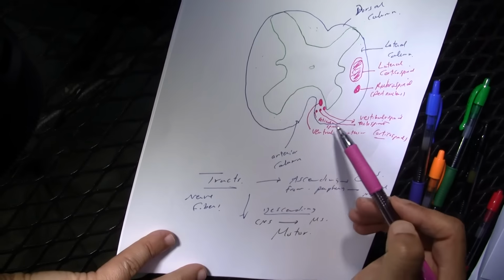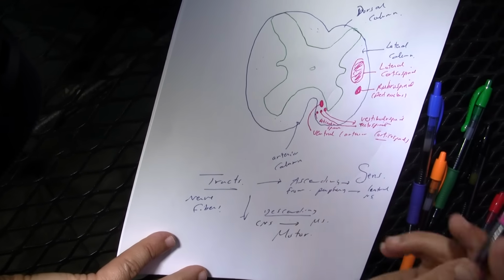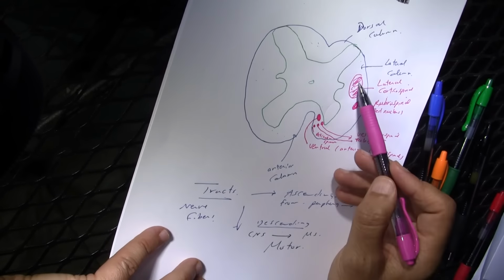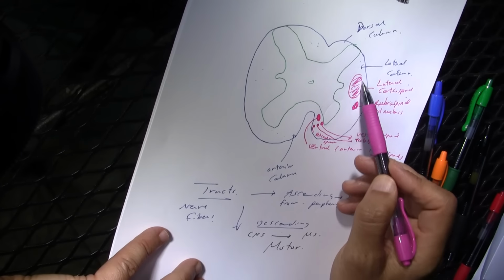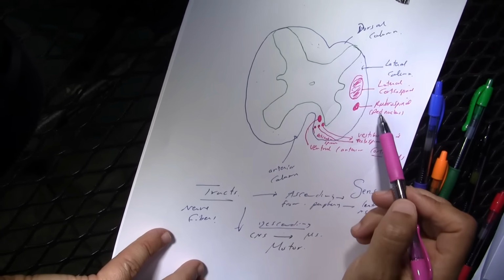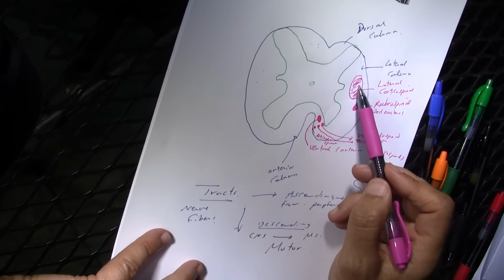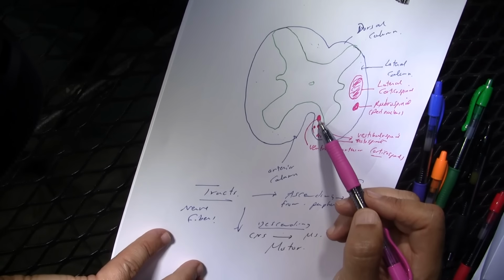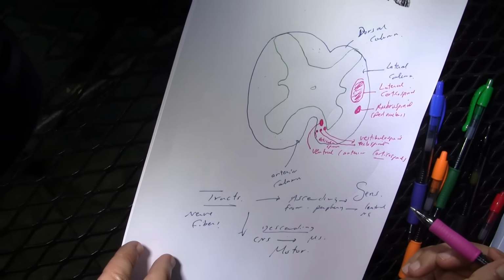So those are the main motor tracts. Lateral side, the biggest one and the most important one, lateral corticospinal, pyramidal tract, rubrospinal. Then here, a portion of the corticospinal descends in the anterior column. We call it ventral or anterior corticospinal.